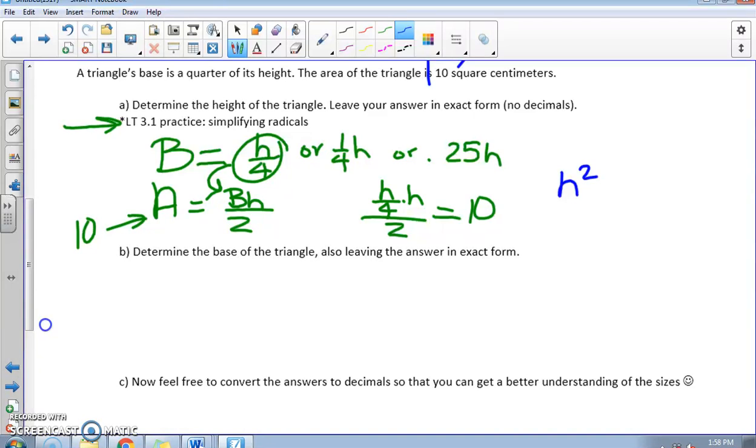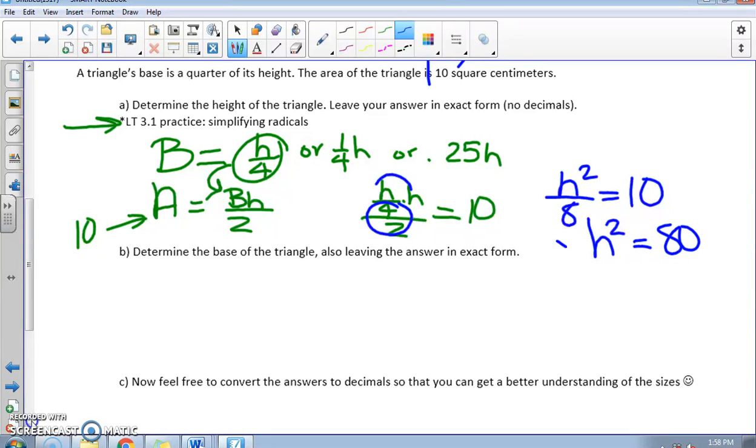H squared over 8 would be how I simplify because I multiply my h's and 2 denominators can be multiplied together. If I multiply 8 by 10 and square root, I get that the height is positive negative square root of 80.